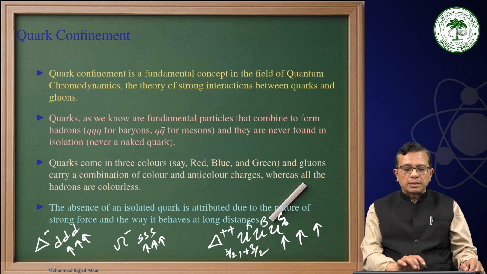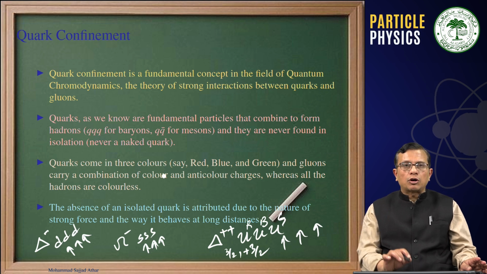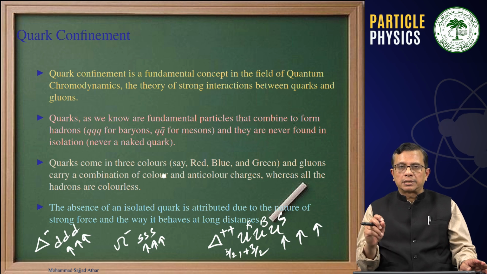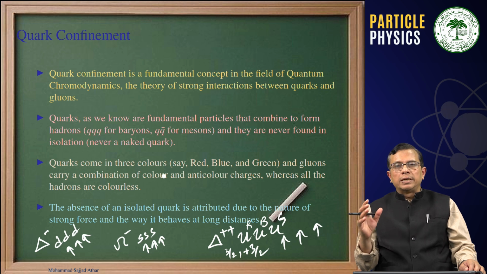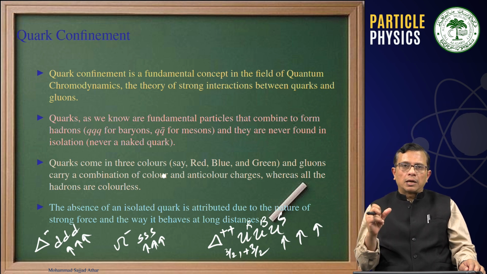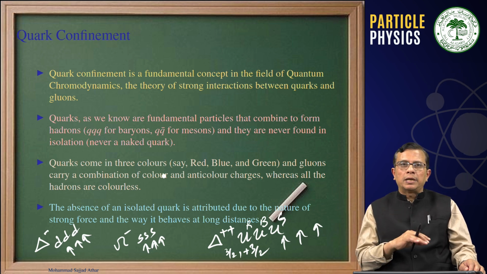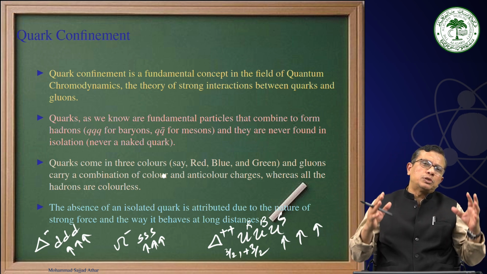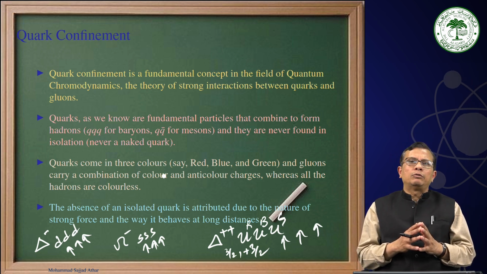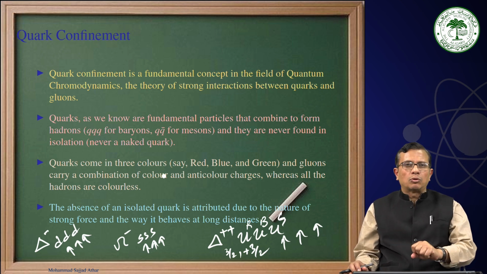Therefore, the important point is that quarks come in 3 colors: red, blue and green, and gluons carry a combination of color and anti-color charges, whereas all the hadrons are colorless. All the hadrons we are talking about, those we have found in nature: proton, neutron, lambda, sigma, cascade, K plus, K0, K minus, J/psi meson, epsilon meson, whatever you talk about, all those hadrons which you have seen in experiment, you observe in nature, they are all colorless. They don't carry these quantum numbers.